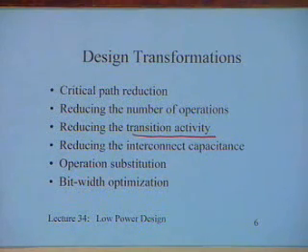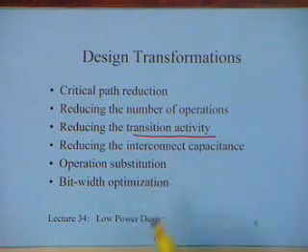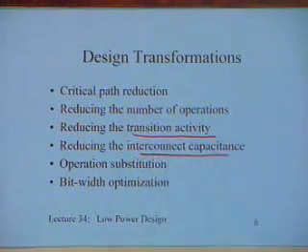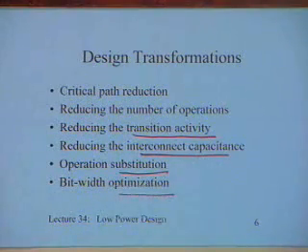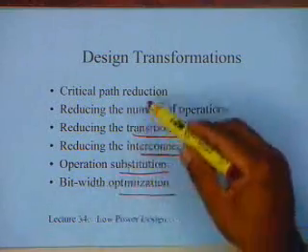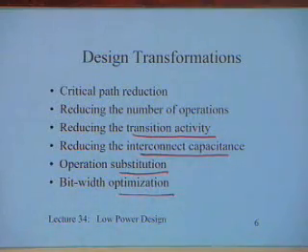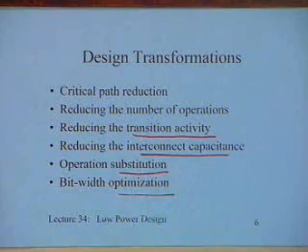Either one reduces the C load, or VDD, or transition activity, or frequency. One of the 4 parameters that go into computing the power we have to reduce. So: transition activity, reducing the interconnect capacitance, operation substitution, bit width optimization. These are all factors which are used for reducing the power.